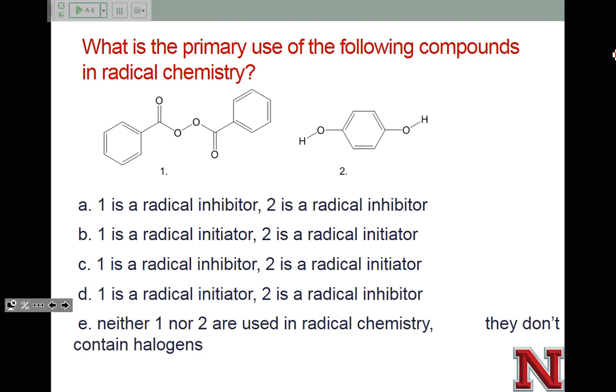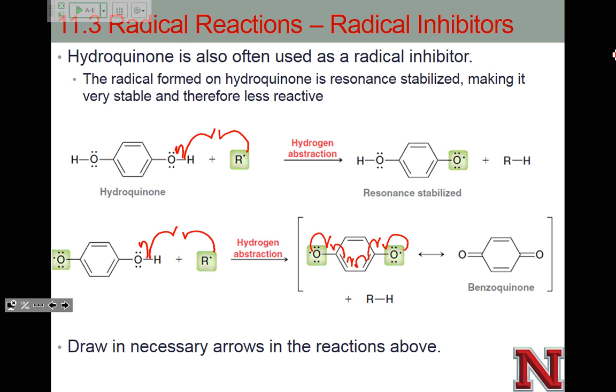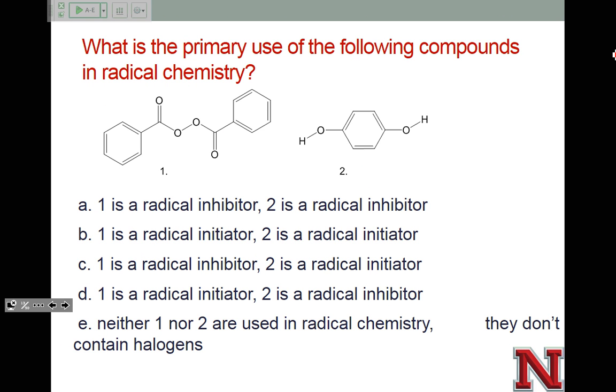But number two won't initiate a radical very well. Once a radical's there, however, it will react with the radical easily. And once it reacts with the radical, it will form again that very stable benzoquinone that doesn't have any radicals present. So that's an inhibitor.